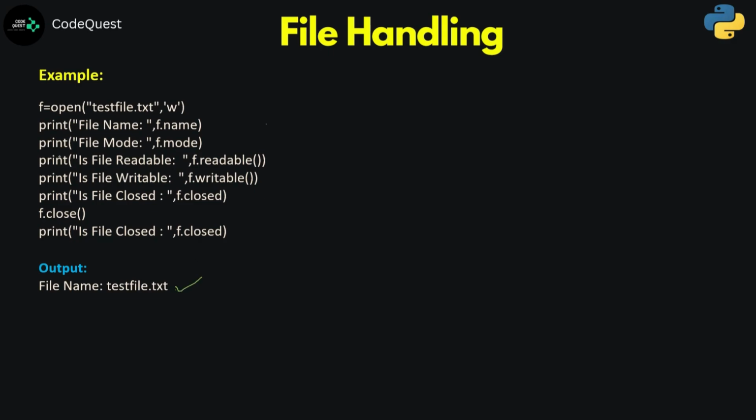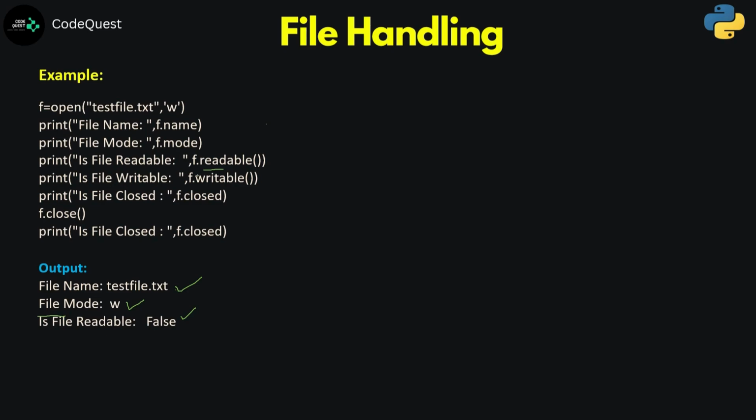Now the second one, where I'm trying to print f.mode. Because my file has been opened in write mode, the output is going to be the file mode W. That is what we have used here. Now I'm going to check whether this file is readable. See, if you have opened this file for the write operation, you cannot read it. Hence readable is going to return a Boolean value, which is nothing but false. It's saying, is the file readable? No, it is not readable because you have opened this in write mode.